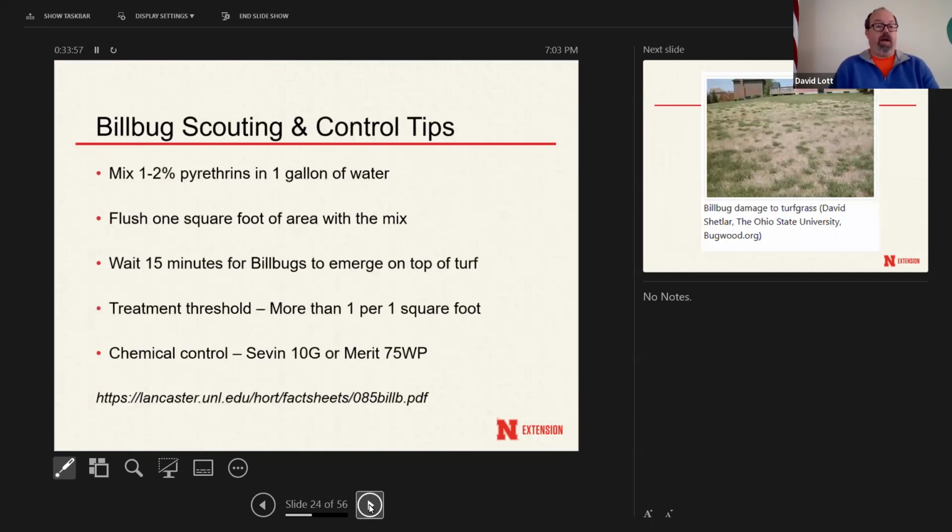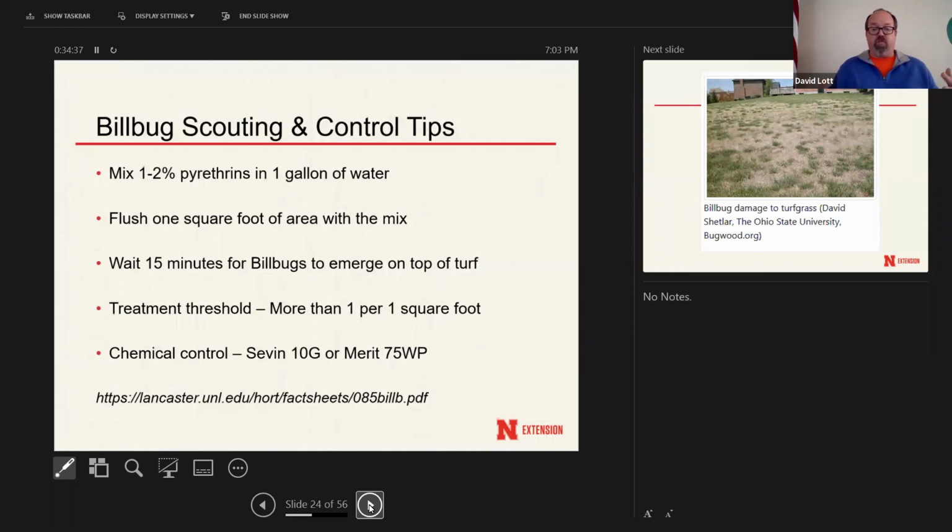So to scout for your billbug, you can go either to your hardware store or your garden center, like Menards, Home Depot, or Lowe's, and buy some pyrethrins. It's the low percentage pyrethrin concentrate, and you mix it in 1 gallon of water. And then you flush a 1 square foot area with that mix. So you mix it up and measure out a square foot, and you're going to put down an entire gallon of water in that area.